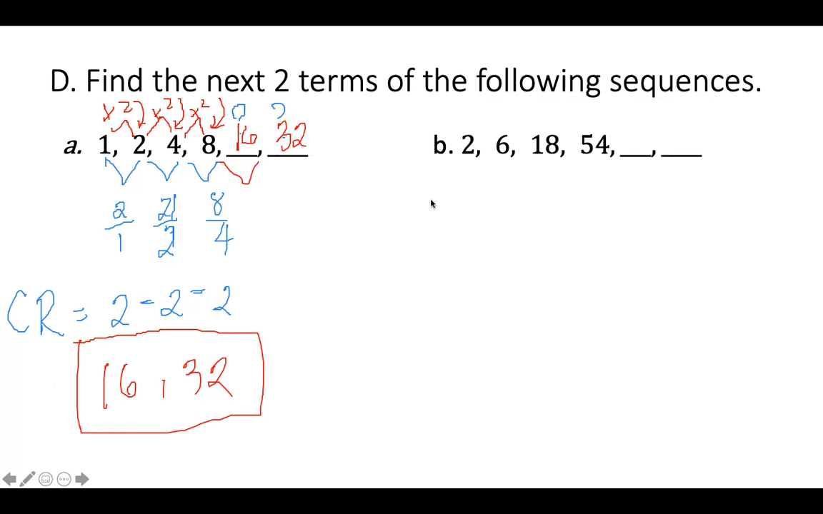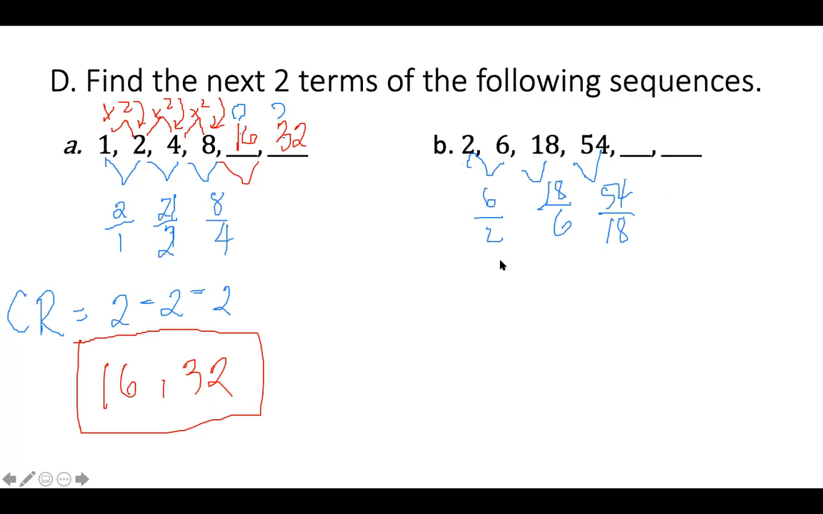Okay? And let's move on to letter B. In letter B, let's find out the common ratio first for us to check if there is a pattern on how to get the next term after the next term. Okay, so here, let's find the ratio. We're going to use the second term as the numerator since we're going from left to right, and the denominator is the first term. So this becomes 6 over 2, 18 over 6, and 54 over 18.